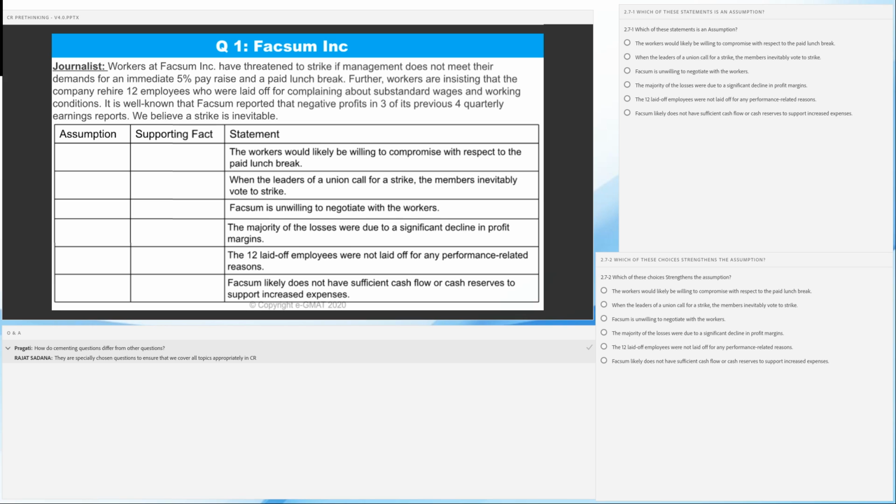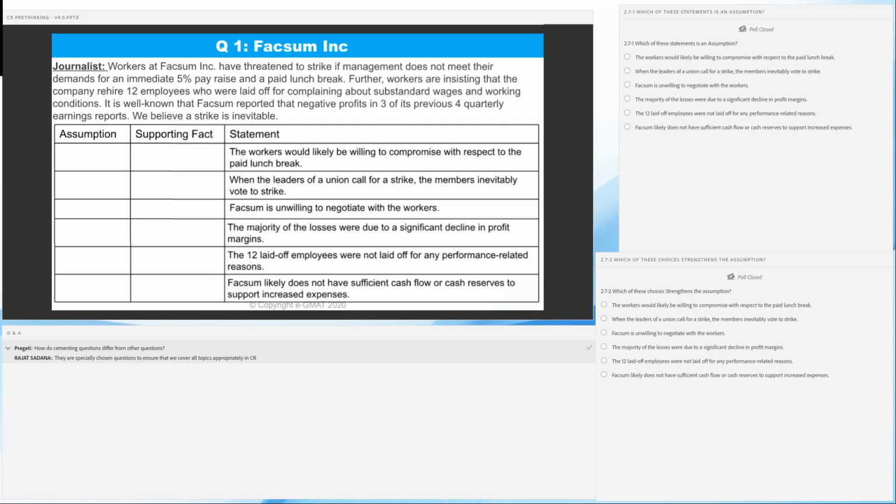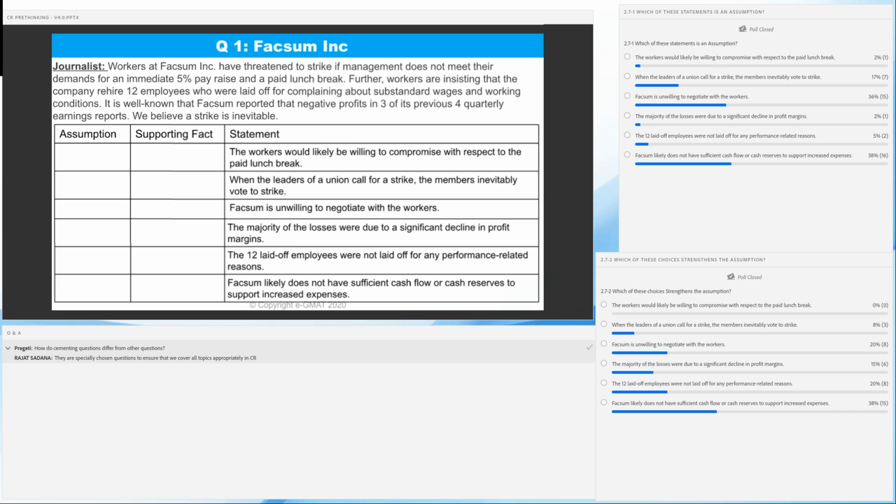5, 4, 3, 2, and 1. I'm going to end the poll, and I'm going to end this poll as well. And I'm going to broadcast results for both of them.